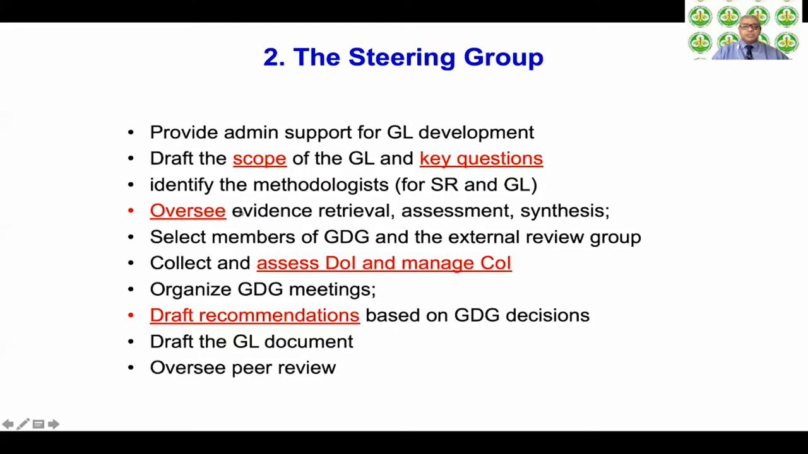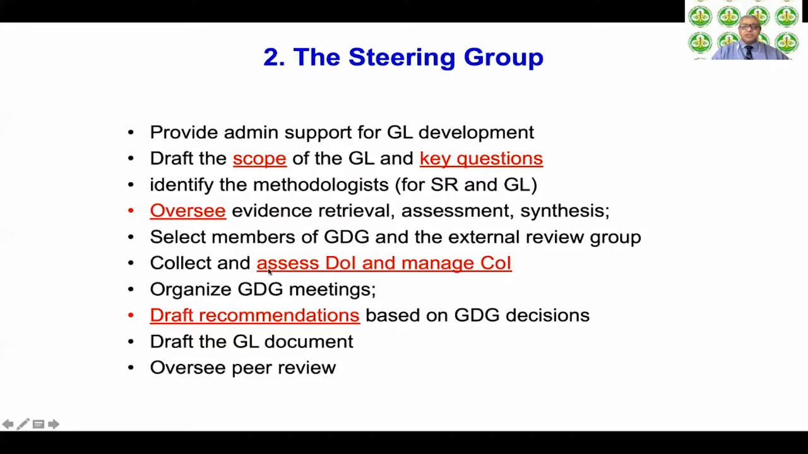This key group actually oversees the process of evidence search, retrieval, evidence assessment, appraisal, and synthesis. In other words, the whole body of the guideline is dependent on this group. They also select the members of the group, like I said, and also the external review group who will review the document before it's disseminated.